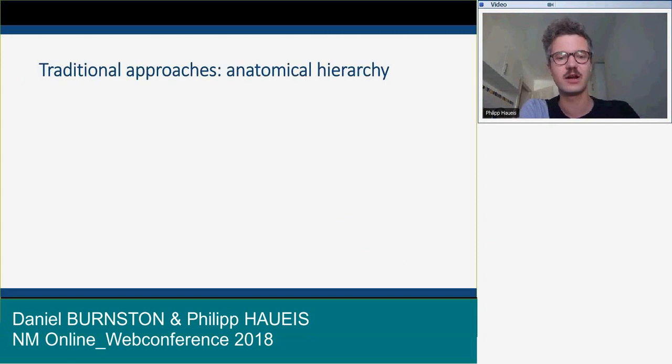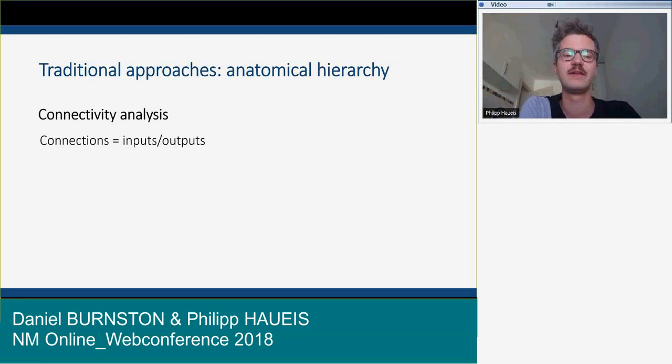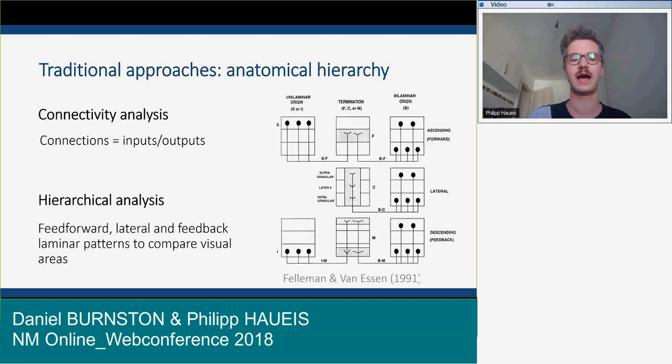So let's start with these traditional approaches. The backbone here is the idea of anatomical hierarchy, the idea that we can analyze the brain as an anatomical network. What's usually done is that we start by characterizing brain regions in terms of their connections, and we interpret these connections as the inputs and outputs to an area. And once we have these sorts of data, we can use a hierarchical analysis.